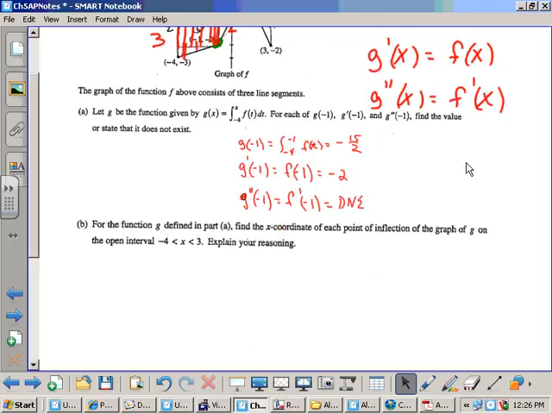In part B, for function g defined in part A, find the x-coordinate of each point of inflection of the graph of g in the open interval from -4 to 3. So we're talking inflection points. That means we're going to be looking at the second derivative of g, which for the information we're given of f, we'll be looking at f prime. I want to know where this equals 0, or where it does not exist.